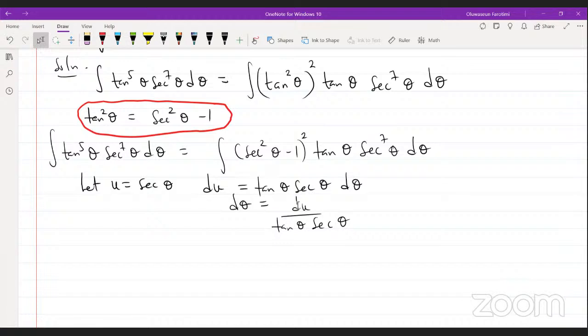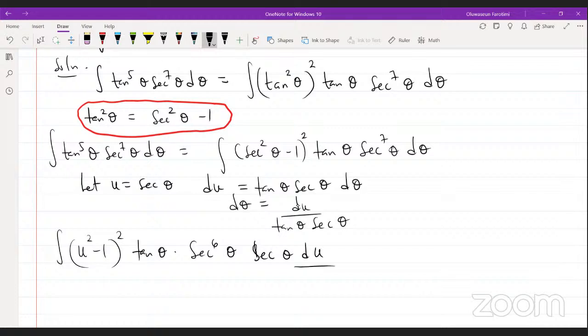All right, so let's plug in things. I have the integral. What is secant squared? This is u, right? You have u squared minus 1 all squared. So you still have your tan theta, secant to the 6th power theta, secant of theta, du over tan theta secant of theta. So what do you notice, guys? I split up this secant to the 7th power because I want this to easily cancel this, and this is going to knock off this as well.